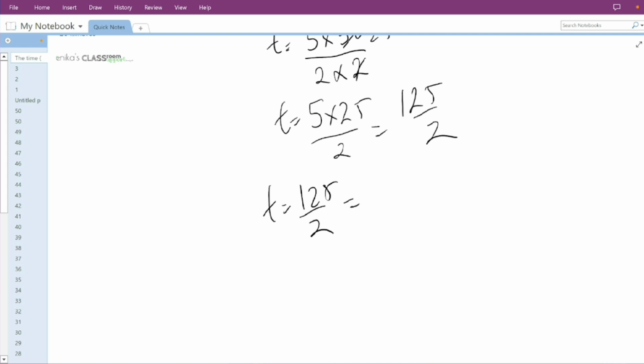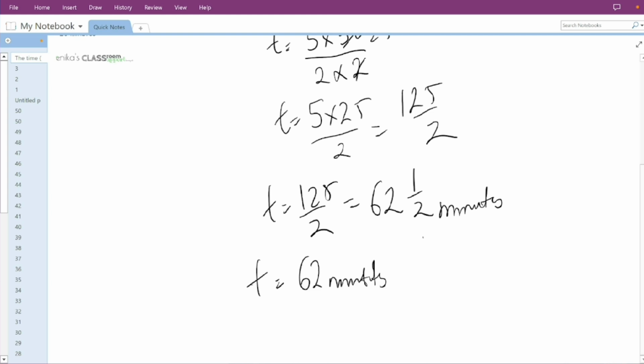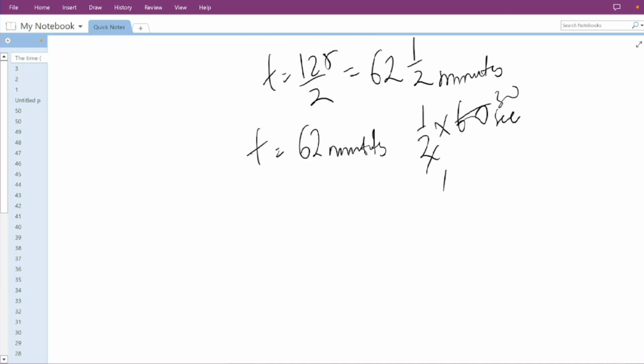T equals 125 over 2. This is an improper fraction. We convert it into mixed fraction. That's 62 whole number 1 over 2 minutes. We can leave this as our final answer, or we can break it down into minutes and seconds. So we have 62 minutes, and half of a minute, to convert to seconds, will be half times 60 seconds. Half times 60 is 30. So we have T equals 62 minutes 30 seconds as our final answer.